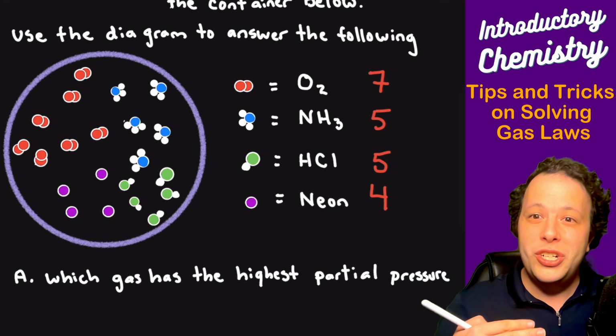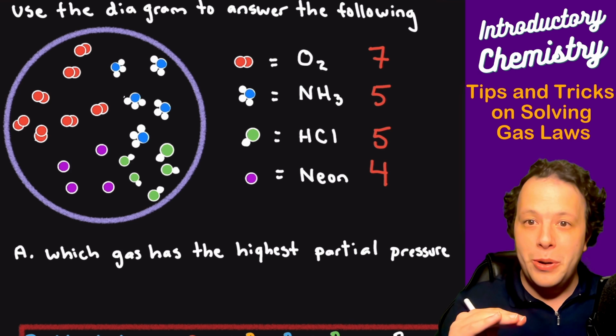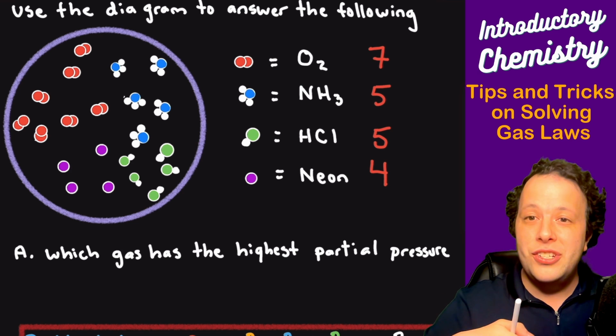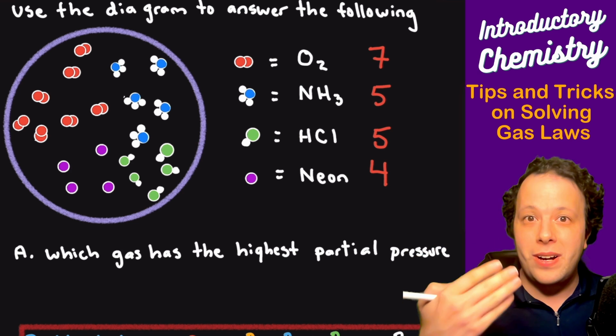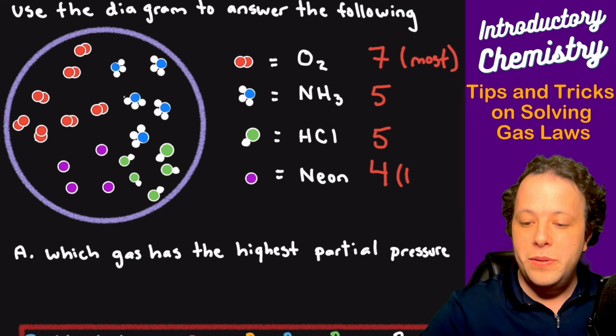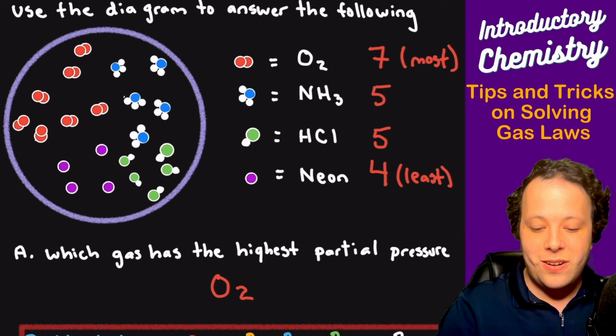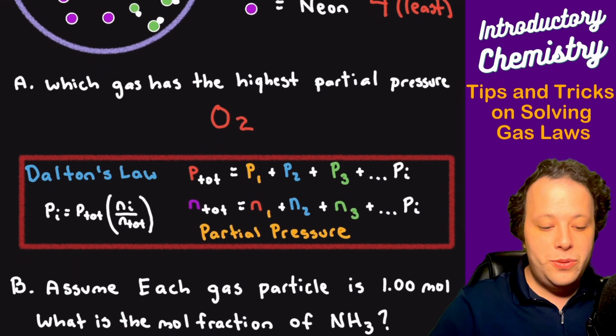All right, so which one is the highest? Well, being that oxygen has the most, this is having the most pressure out of all of them. So oxygen will be the most. The least amount of pressure would be neon because it has the lowest number of moles. So O2 is our answer. Now let's go on to another one.